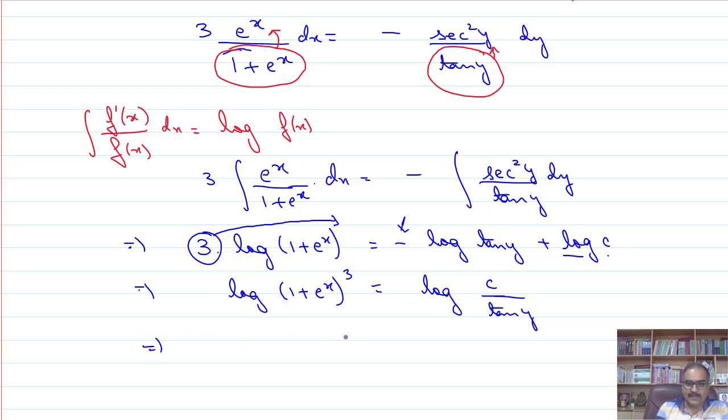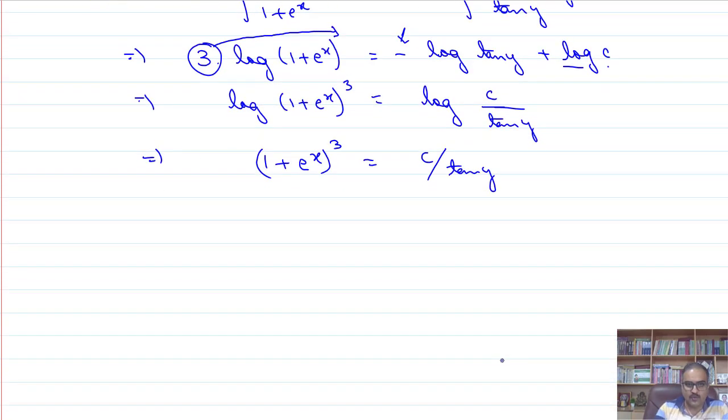Now taking anti-log on both sides, so it will be cancelled out, so the result will be 1 plus e raised to x cube is equal to c over tan y. Cross multiplying both sides, what I get is (1 plus e raised to power x) whole cube tan of y is equal to c. Let it be equation number star. So this is our solution basically for this one.